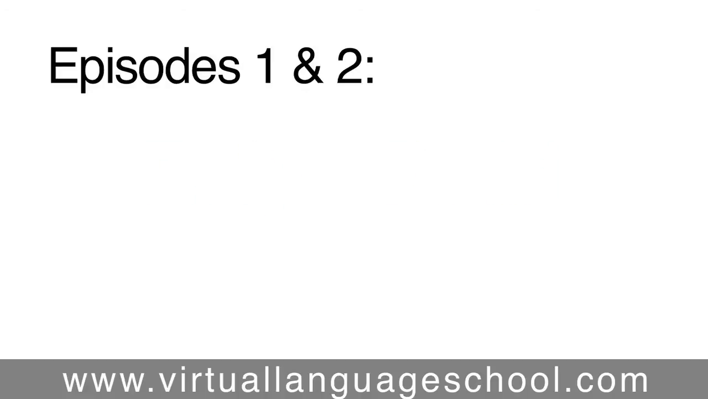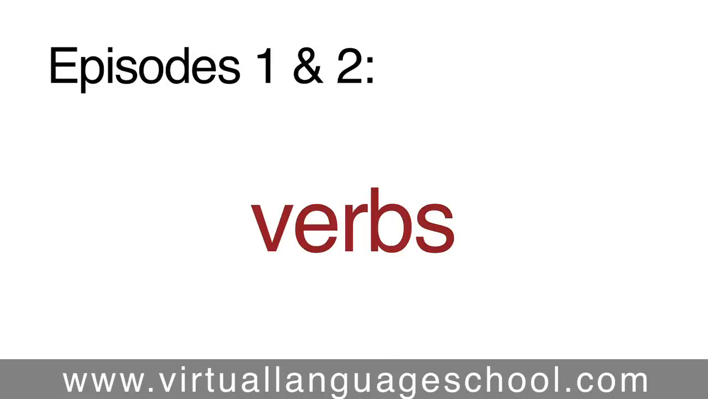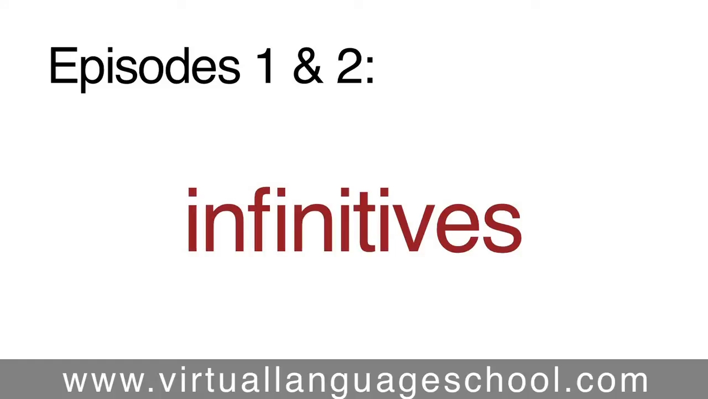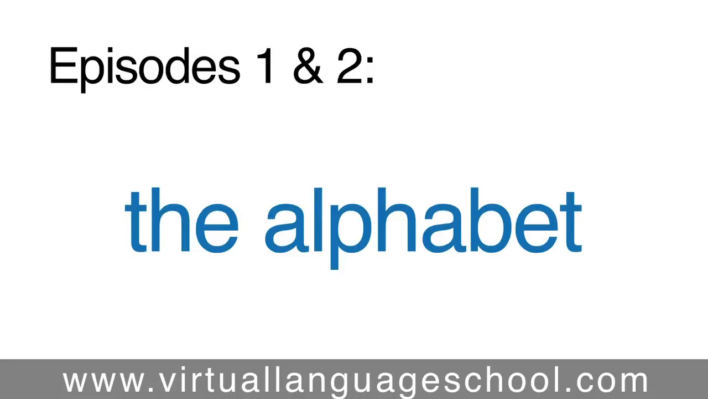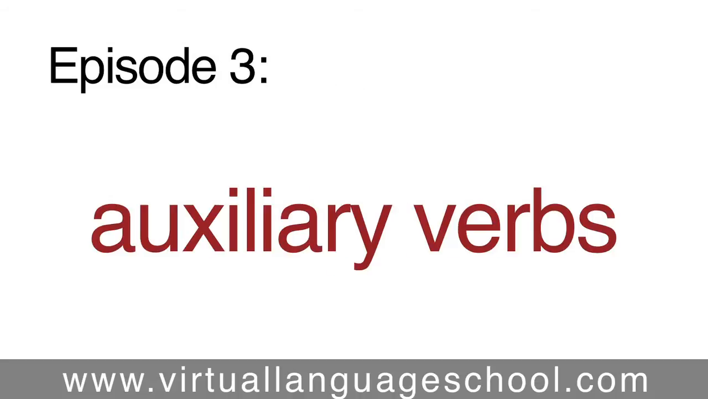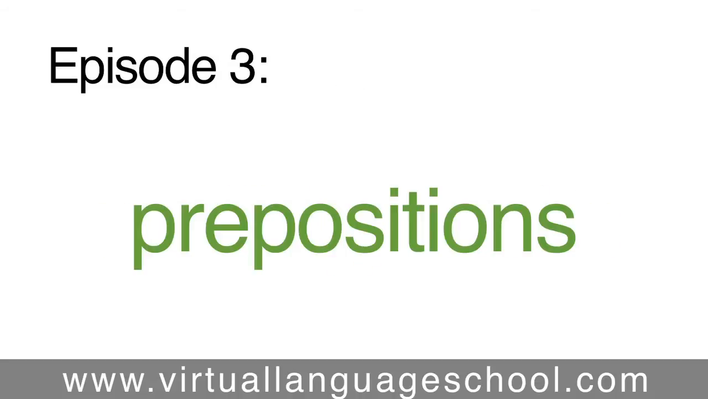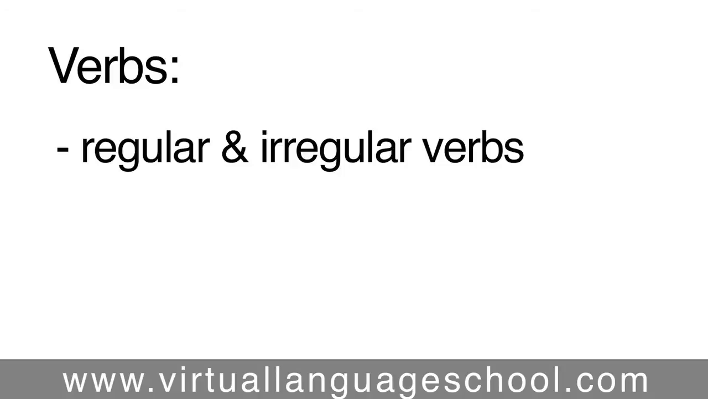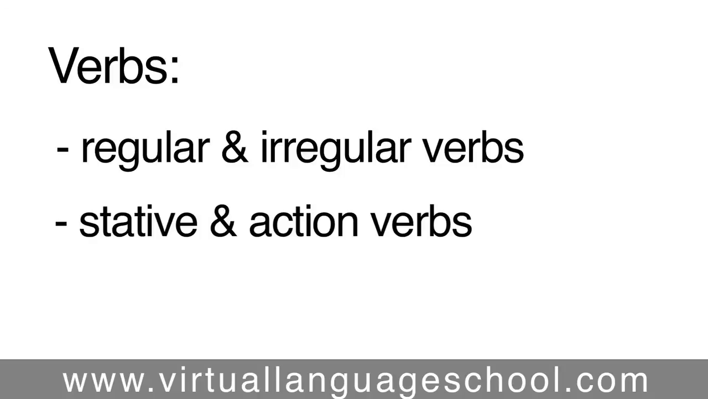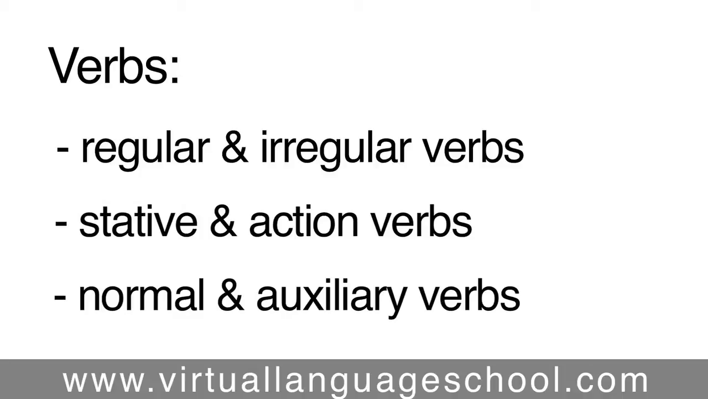In Episodes 1 and 2, we looked at nouns, verbs, pronouns, adjectives, infinitives, articles and adverbs. We also spoke a little bit about the alphabet. Today we will continue by looking at auxiliary verbs, prepositions and short forms. We can divide the verbs into different categories such as regular and irregular verbs, stative and action verbs, and normal and auxiliary verbs. To begin with, let's look at normal and auxiliary verbs.